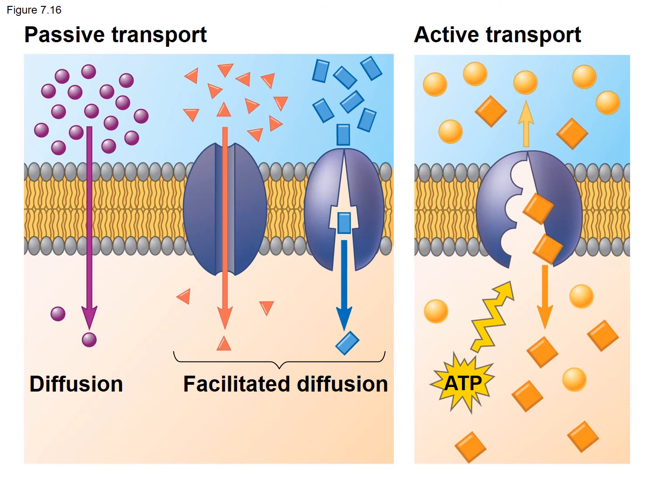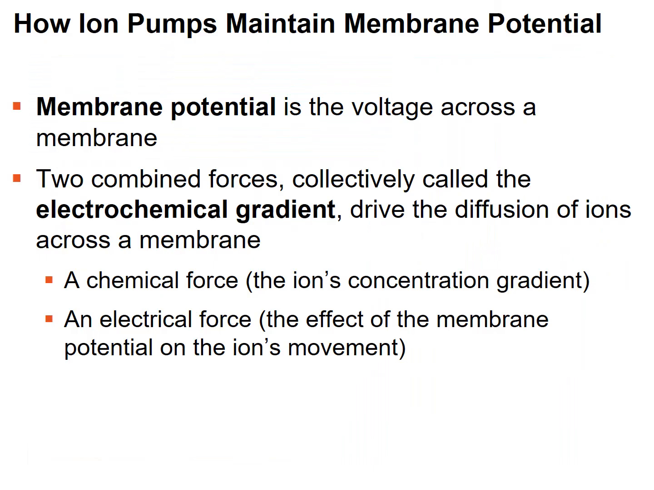And then we have the active transporter. The example given in your textbook is the sodium-potassium pump. However, there are others that also do the same. And remember, active transporters require the hydrolysis of ATP. All right, so let's talk about the membrane potential. We're going to talk about ion pumps and move into the proton pump.